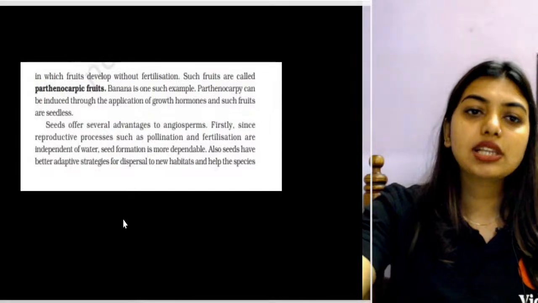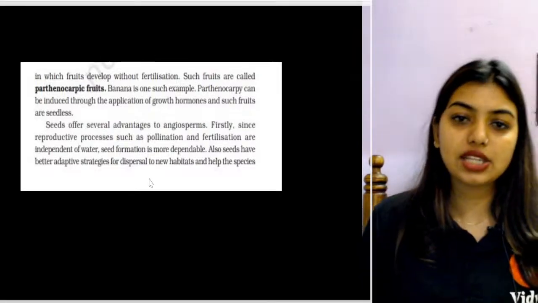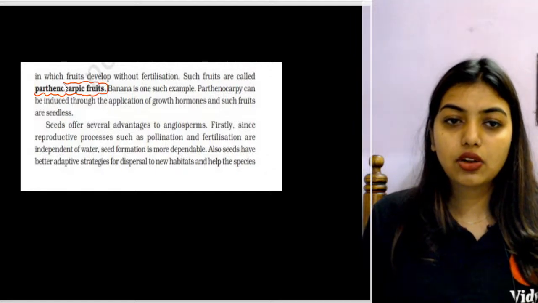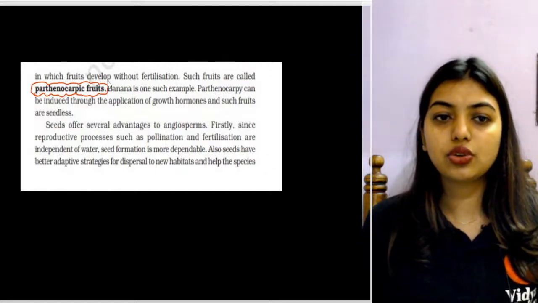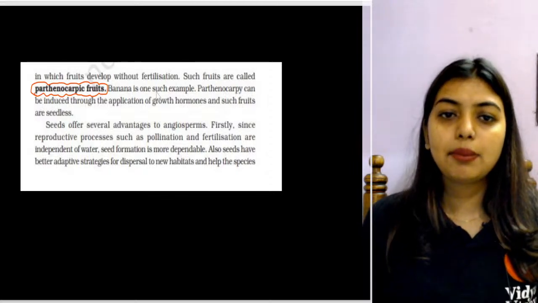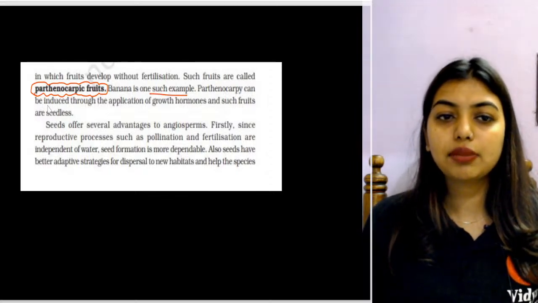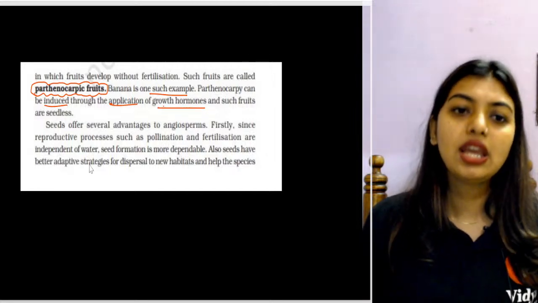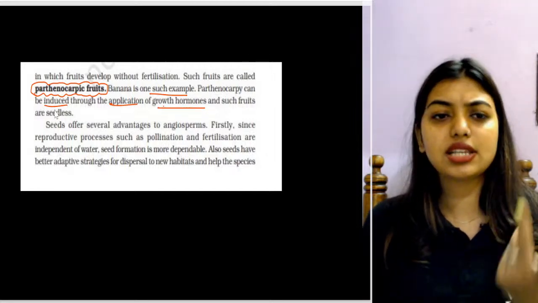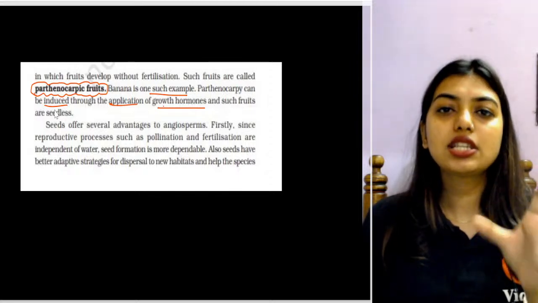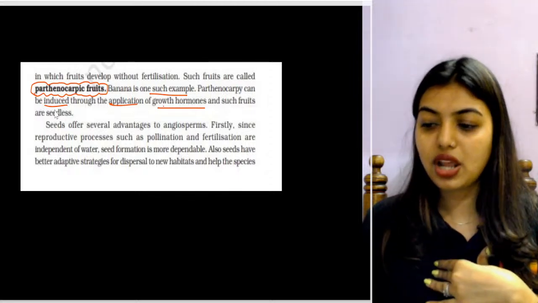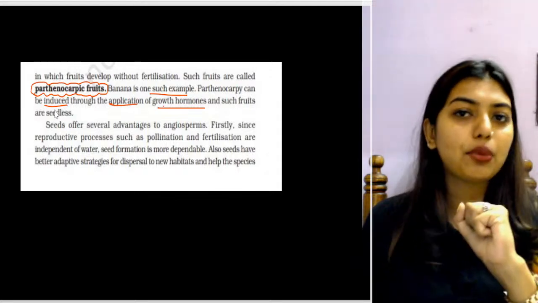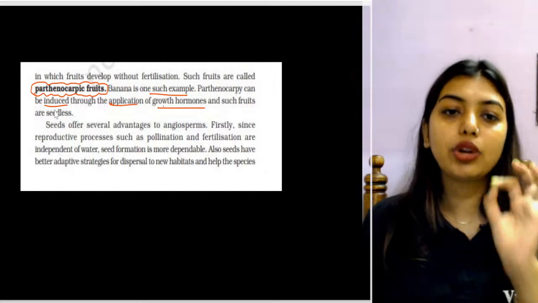Now look here. Some fruits develop without fertilization, and such fruits are called parthenocarpic fruits. Banana is one such example. Parthenocarpy can be induced through the application of growth hormones. Such fruits are seedless. Nowadays seedless watermelon is there, seedless papaya is there. All this is done for our ease, with the help of parthenocarpy. If fertilization does not happen, seed formation will not happen, so we can avoid the seeds as well.